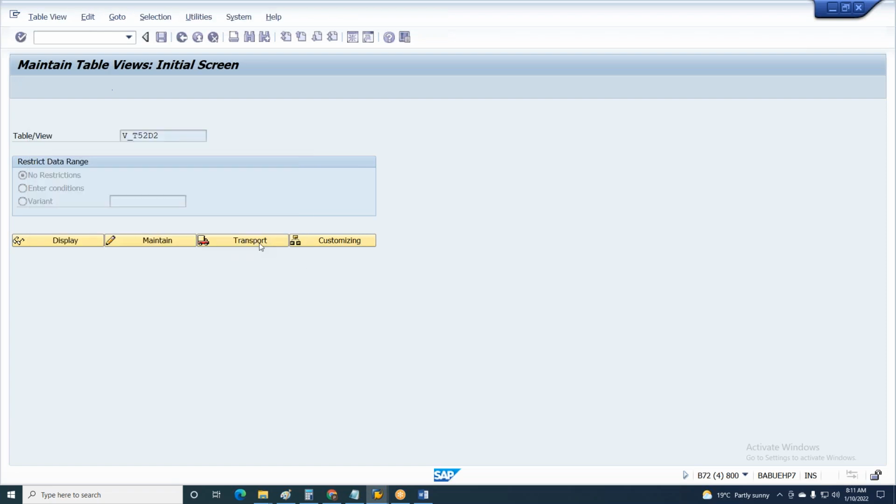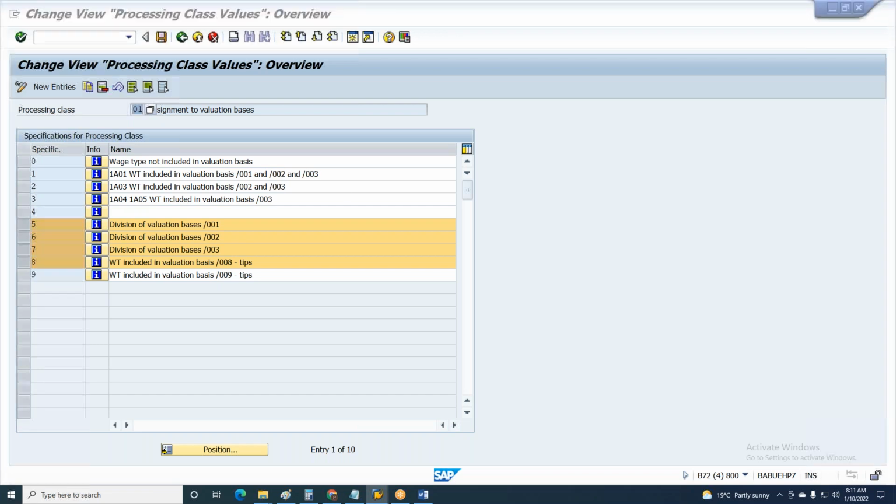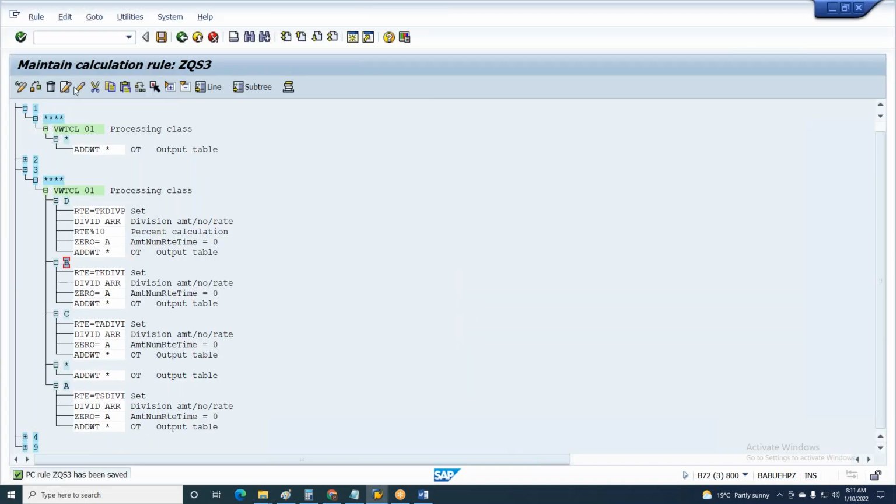For the processing class 01, we don't have ABCD. Or else you can use 5, 6, 7, 8. The only thing is the specifications that you have used in the above rule must not be used in the below rule, because you are using the same processing class in two rules. So instead of ABC, I'll take 5, 6, 7 only, because it's already there. This is 5, sorry.